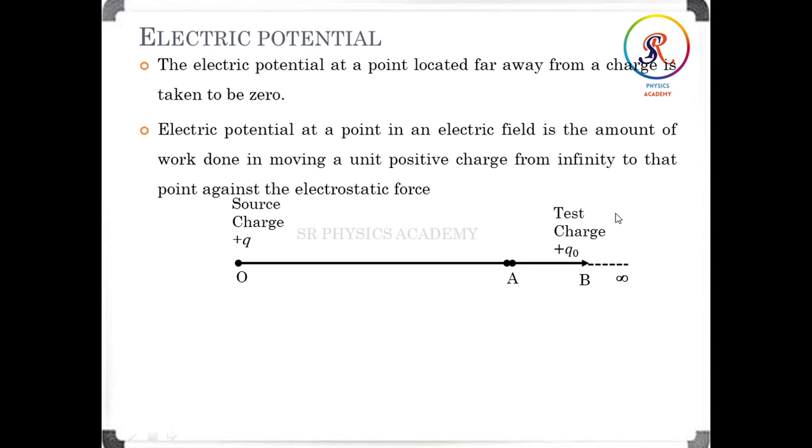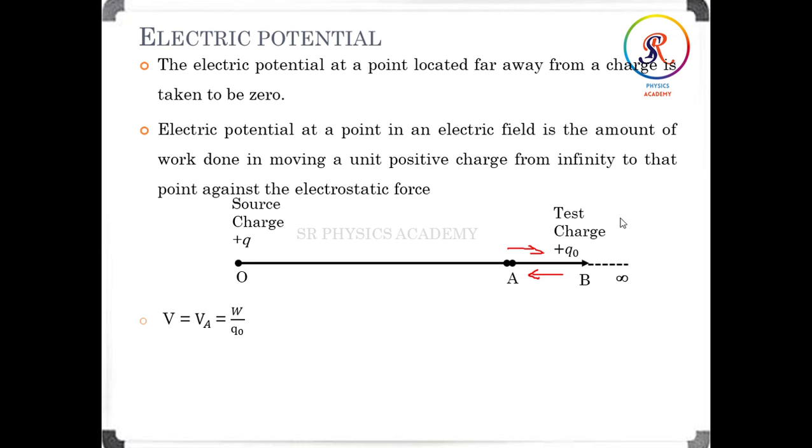So how can we write it as a definition? Electric potential at a point in an electric field is the amount of work done in moving a unit charge from infinity to that point against the electrostatic force. Here, against the electrostatic force means the electric field is in this direction and we have to move the charge from this direction, from infinity to that particular point.